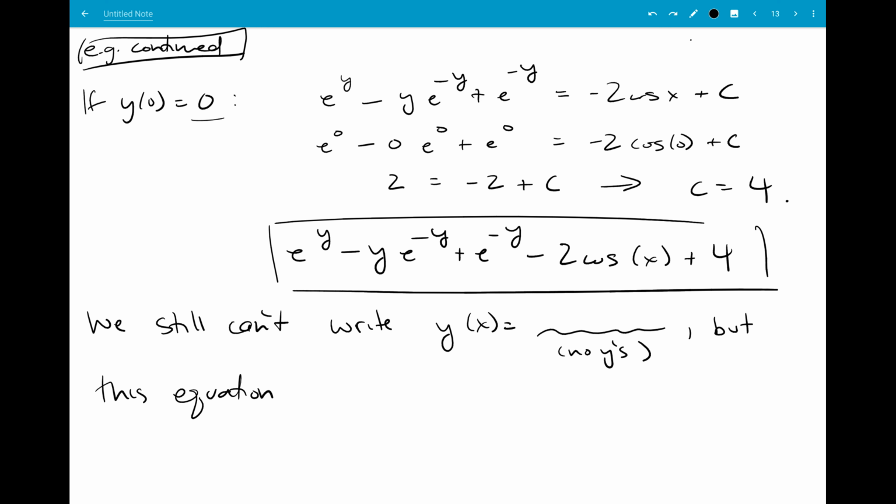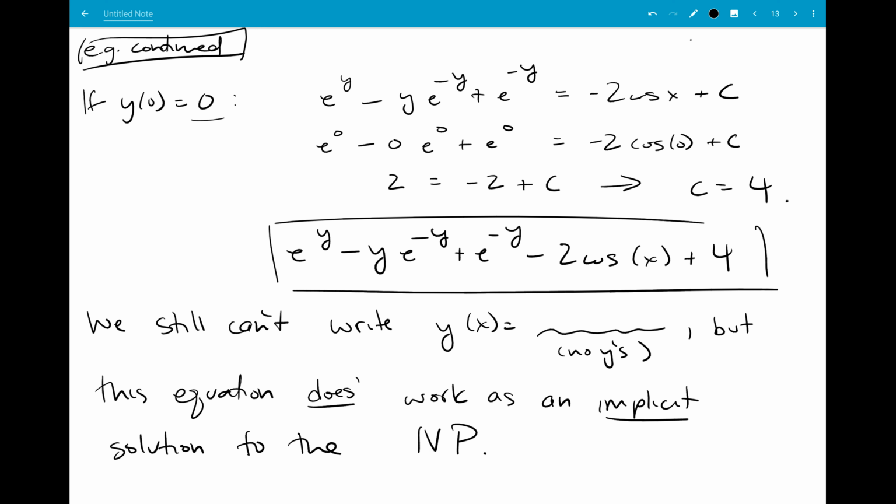It does work as an implicit solution to the initial value problem. It has y, it has x, it's not a differential equation anymore. It should be an equal sign. And it's incorporated our initial condition. So that's just two different ways that you might have a sort of incomplete solution that still contains all the necessary information.